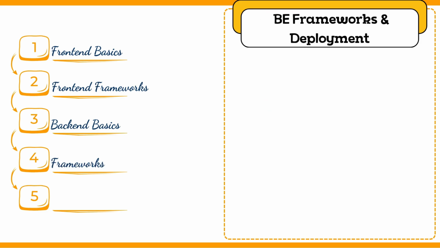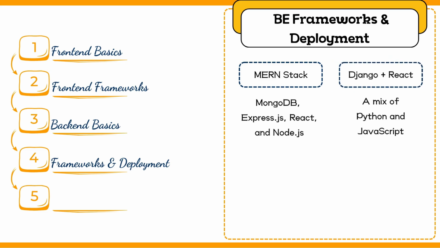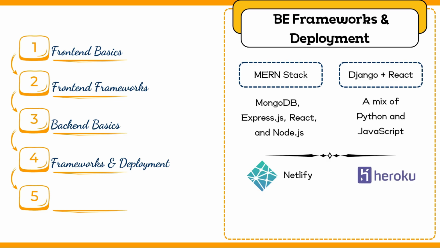Once you've tackled the back end, it's time for Step 4, combining it all into full-stack projects and deploying them. Use stacks like the MERN stack, MongoDB, Express.js, React, and Node.js. Or mix and match tools like Django for the back end and React for the front end. Deployment is the final step, and there are plenty of tools to make it easier. Use Netlify to host your front end. Deploy your back end with Heroku. For advanced options, explore AWS or Google Cloud for scalable hosting.